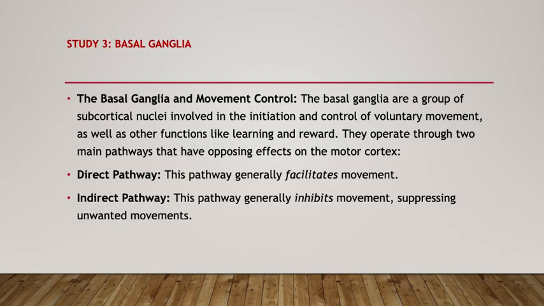So here is just what the basal ganglia does in movement. So the basal ganglia, like I said, are a group of subcortical structures. When we say subcortical, we mean below the cerebral hemisphere. That is why they are called subcortical, and they are involved in inhibition and controlling voluntary movement, as well as other functions like learning and reward.